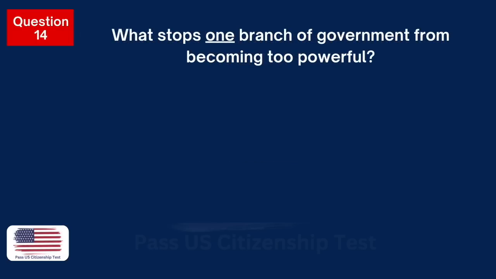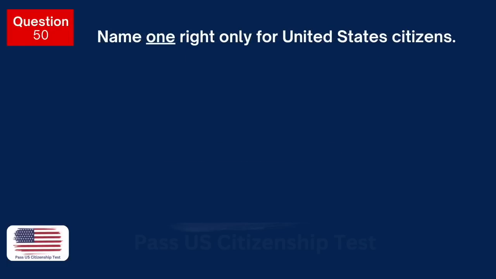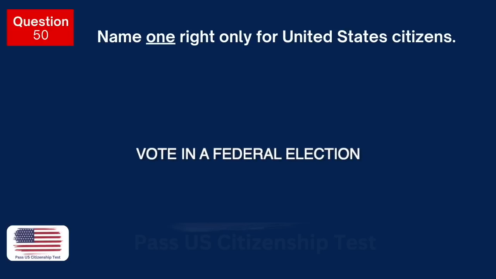What stops one branch of government from becoming too powerful? Checks and balances. Name one right, only for United States citizens. Vote in a federal election.